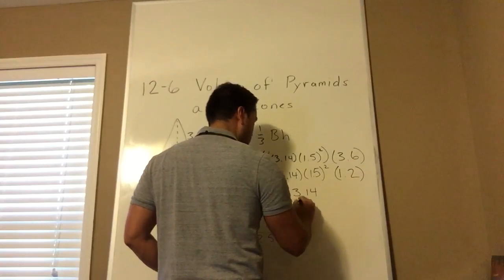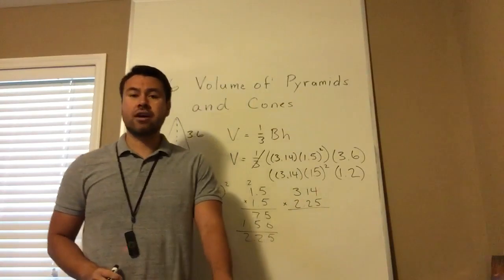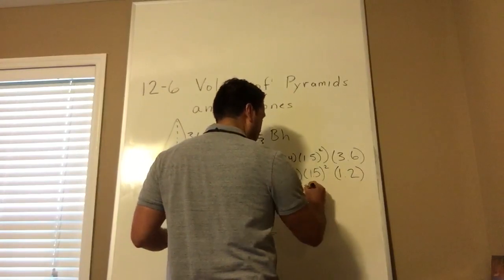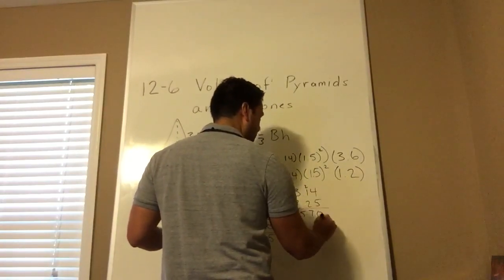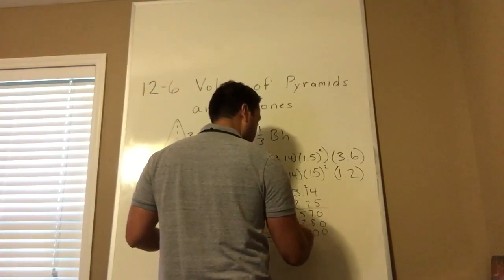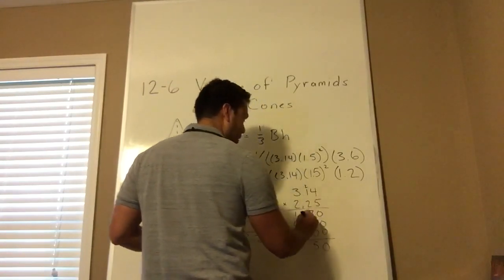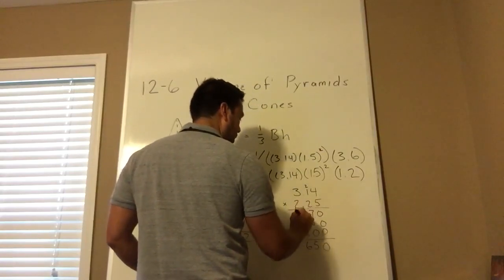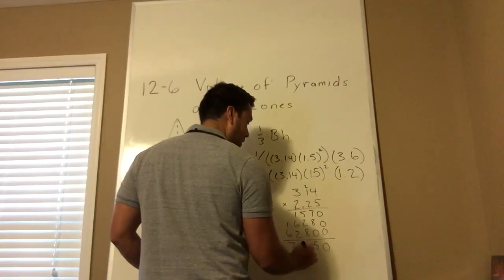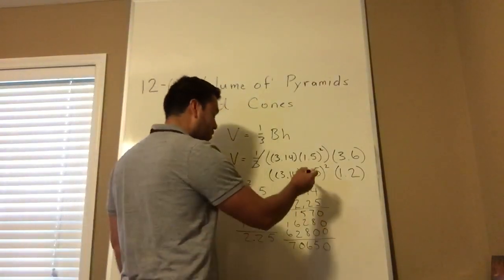3.14 times 2.25. Okay, so more practice with your multiplication of triple digit numbers, and then you'll see it gets a little bit tougher than that even. So I get 7 with the decimal point there, 7.065. So I multiplied these two together.